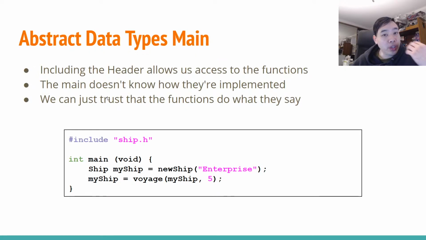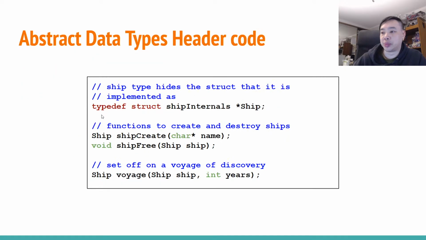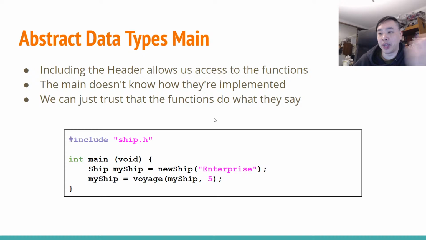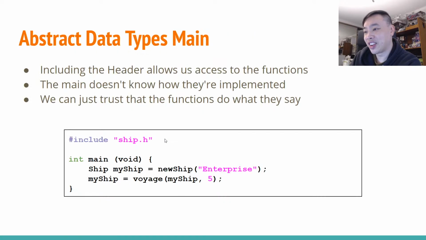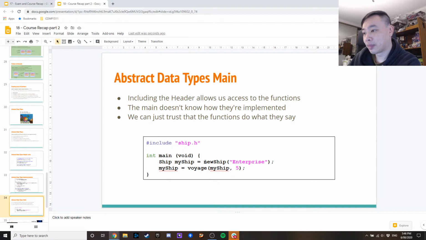So when we use this in our main, we would include the ship.h. Including the ship.h gives us access to these functions and this capital S ship that we can use, which means if we want to make a ship, we go call the new ship function. Is it even called new ship? It's called ship create. I don't know how that ended up like that.